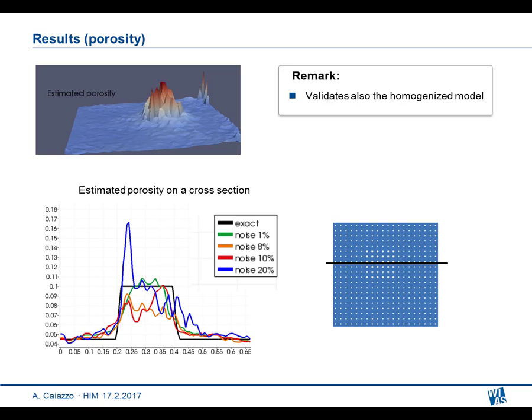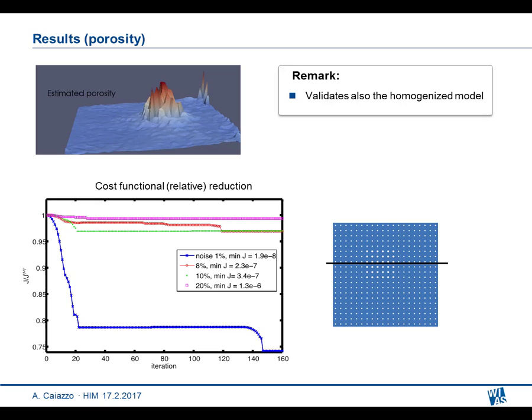So this validates also the fact that the analytical approximation is good, because we are using this to find the minimum. So this validates both the inverse problem solution and the analytical approximation of the tensor.